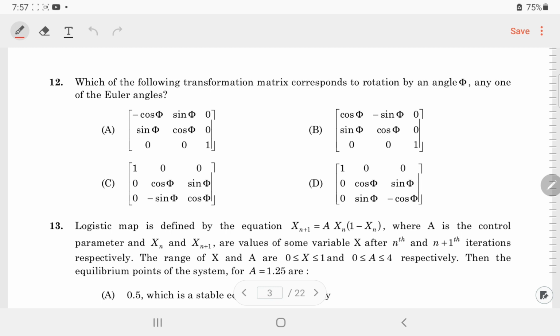Question number 12. Which of the following transformation matrices corresponds to rotation by an angle phi, one of the Euler angles? The answer is option C, that is 1 0 0, 0 cos phi sin phi, 0 minus sin phi cos phi.